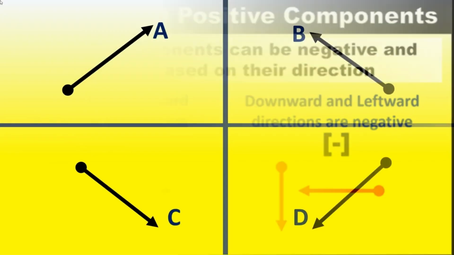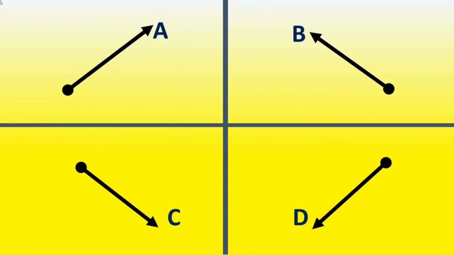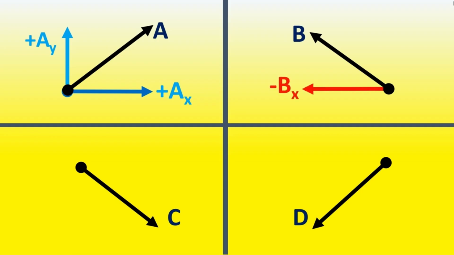Let us evaluate the x and y components of vectors A, B, C, and D based on their directions. Vector A is slanting upward to the right, so its rightward x component is positive, and its upward y component is also positive. Vector B is slanting upward to the left, so its leftward x component is negative, and its upward y component is positive.